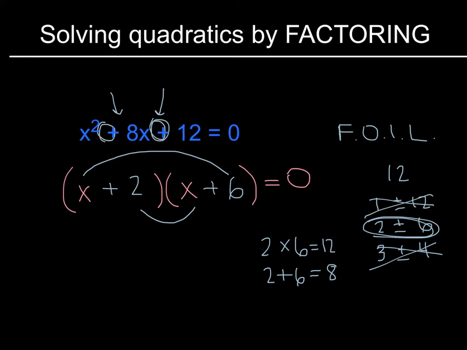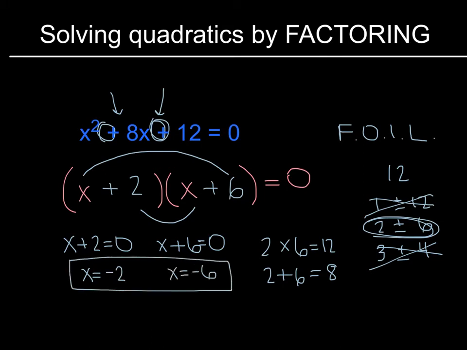Now I haven't solved anything yet. All I have done is I've factored it. So now I must set each factor equal to 0 and solve each factor separately. Okay, solving the first equation, I get x equals -2. Solving the second equation, I get x equals -6. There are my solutions.